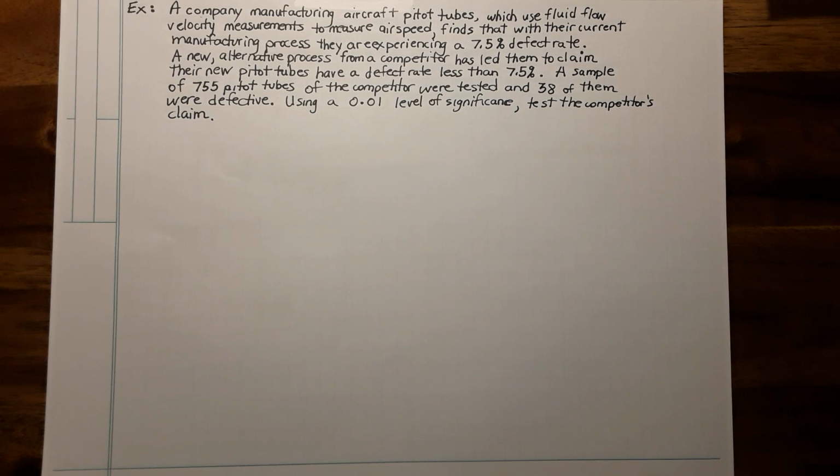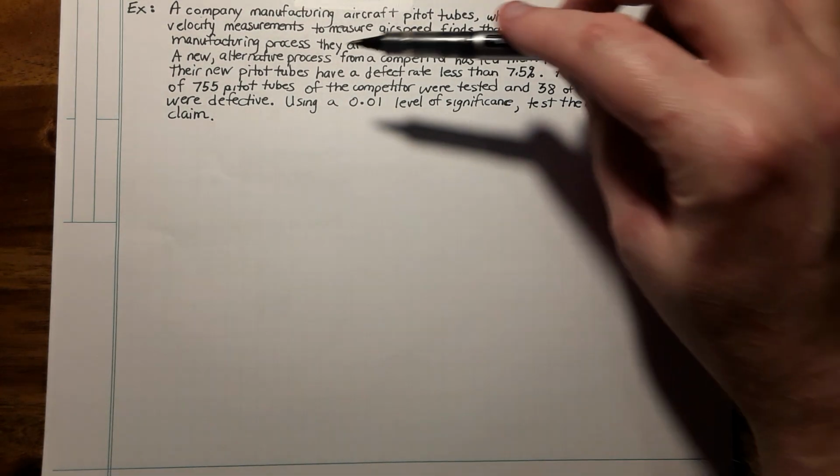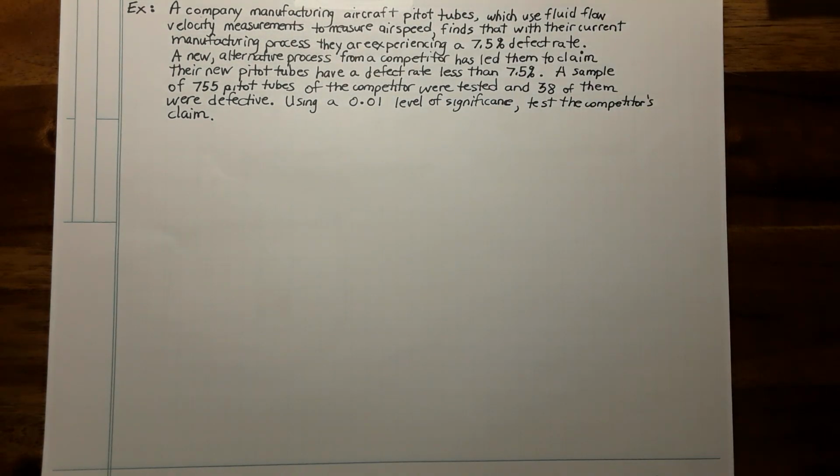A new alternative process from a competitor has led them to claim their new pitot tubes have a defect rate that is less than this 7.5%. So in order to test the claim, a sample of 755 pitot tubes of the competitor were tested. 38 of them were defective. And so if we have a 0.01 level of significance, we need to test this competitor's claim.